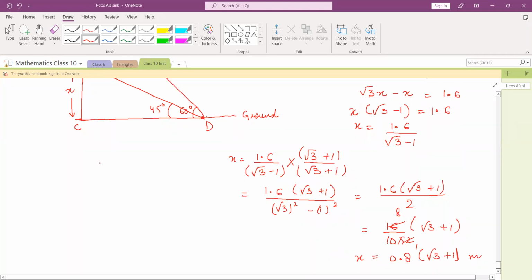Therefore, the height of the pedestal, DE, is equal to 0.8 into under root 3 plus 1 meters.